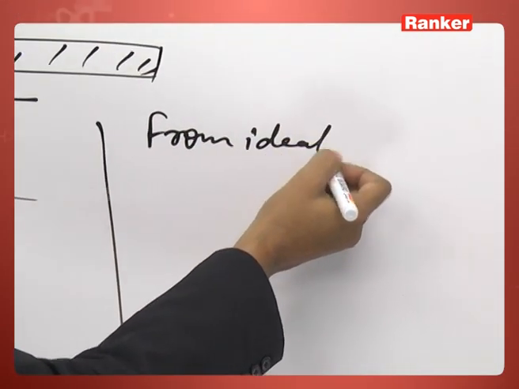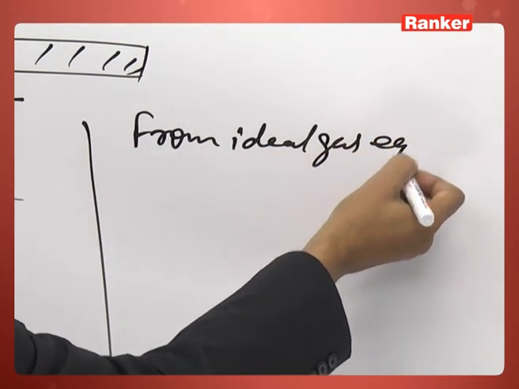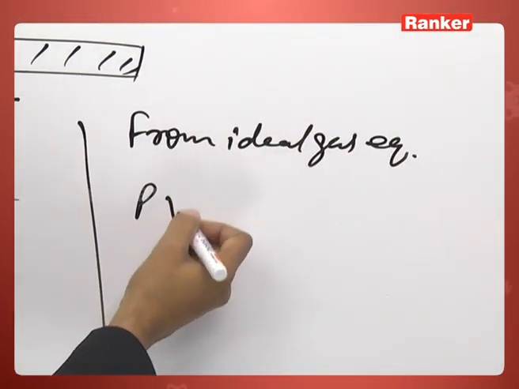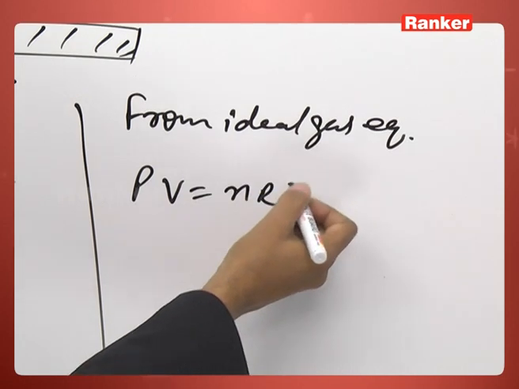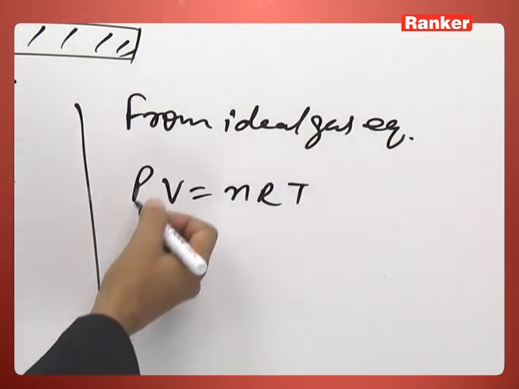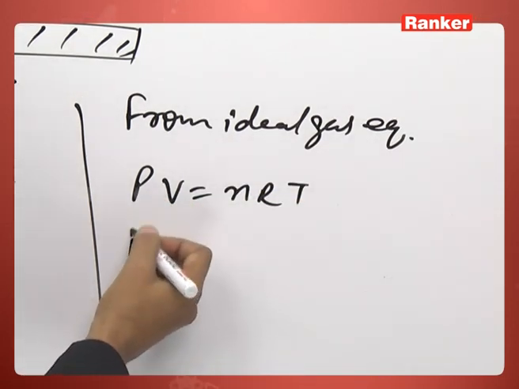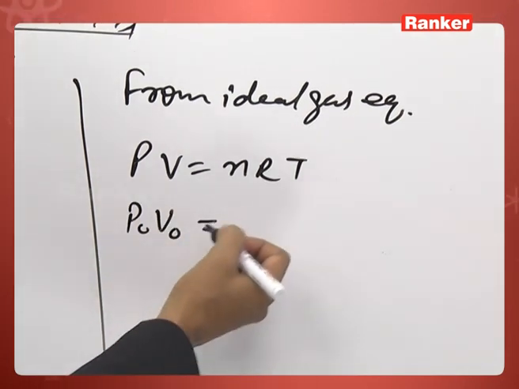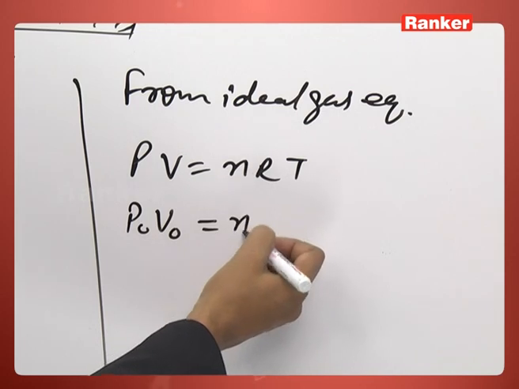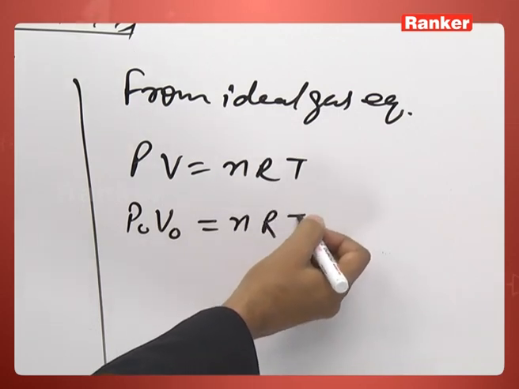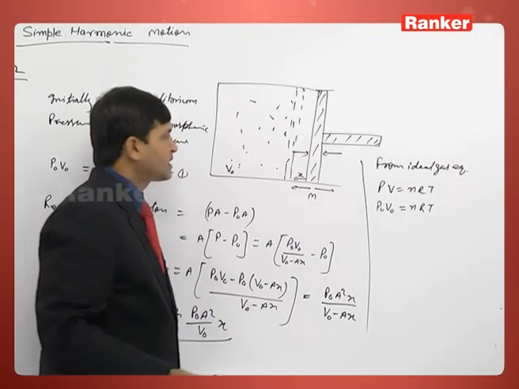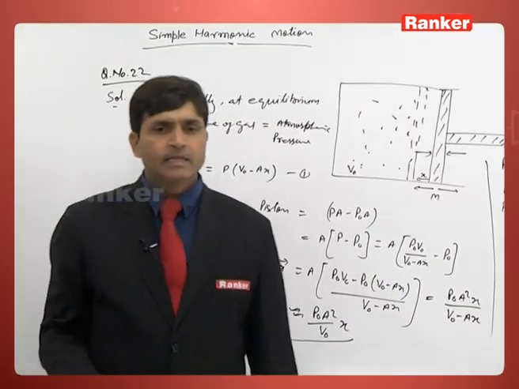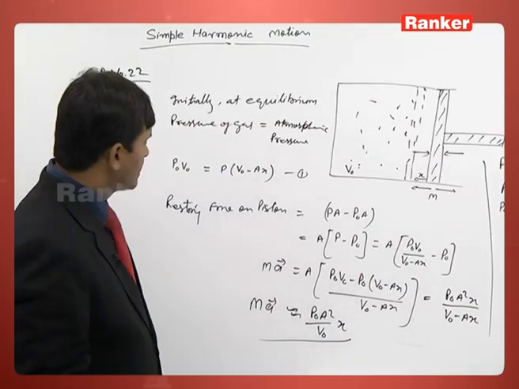From the ideal gas equation, PV is equal to nRT. Here P is the pressure, initial P naught, V naught, n is the number of moles, R is the gas constant, and T is the absolute temperature.